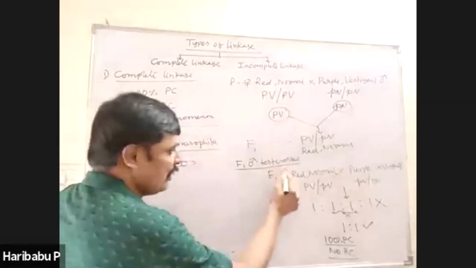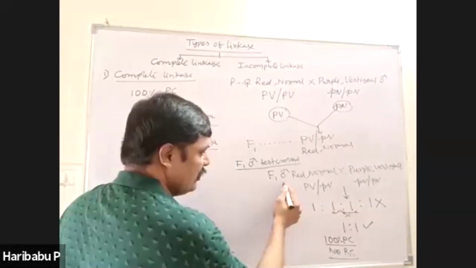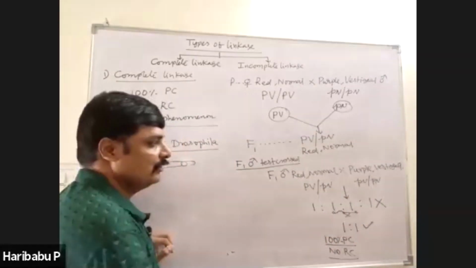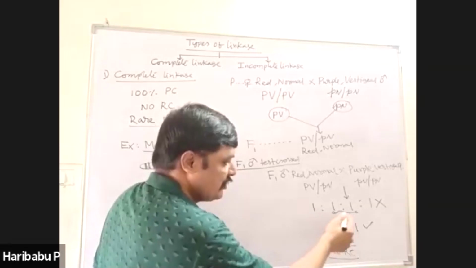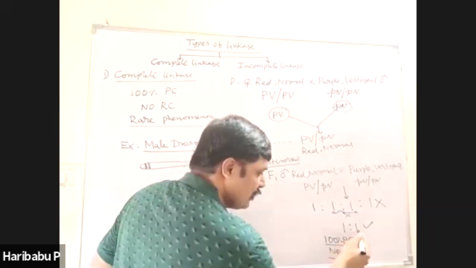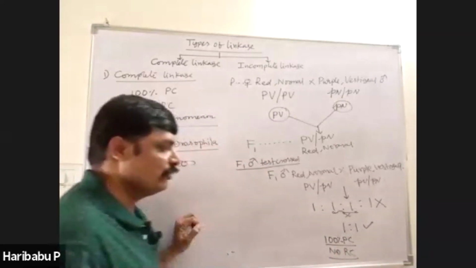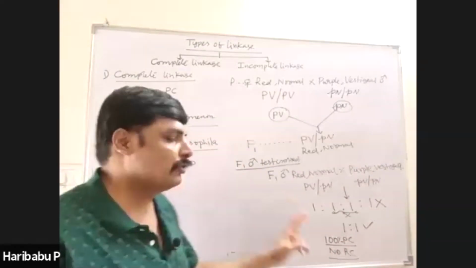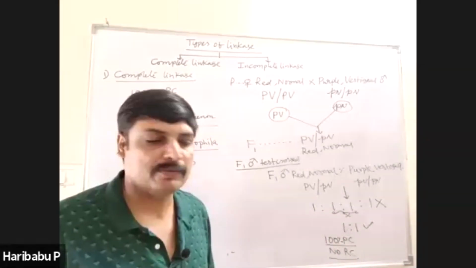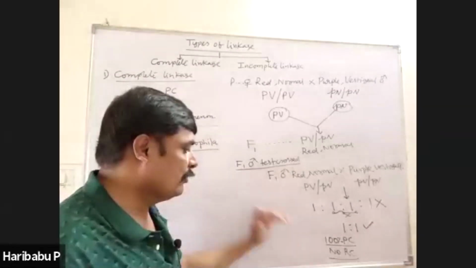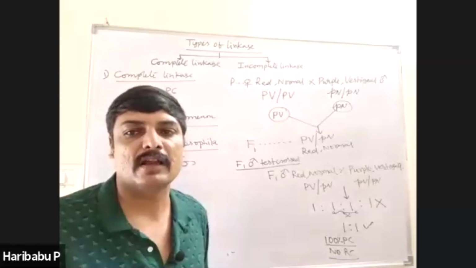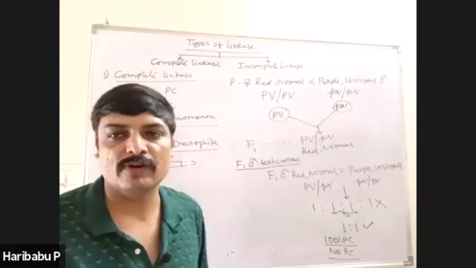When male Drosophila are test crossed, that is F1 male red normal into purple vestigial female, the expected ratio is this one, but it is not obtained. Only a 1:1 ratio is obtained. That means only two types of combinations, and those two are parental combinations. Even a single recombinant organism is not obtained, indicating that 100% parentals and no recombination means the genes are tightly linked for this character.